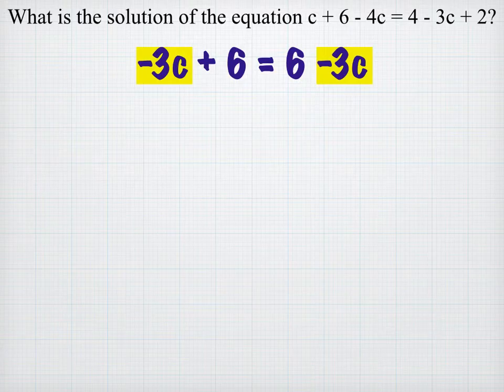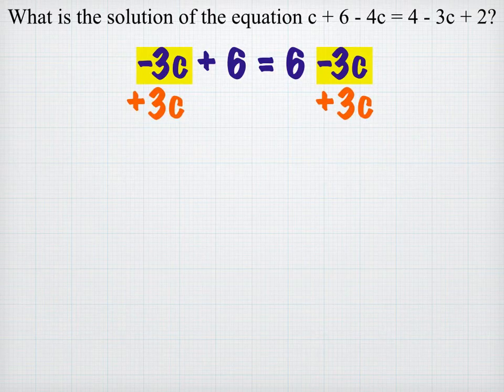Now my like terms are on different sides of the equation. If you notice again, both of my like terms are negative 3c. To move either one of those to the other side, we would need to add 3c to both sides. Just like in my last example, my variables are going to cancel out on both sides of the equation. Negative 3c plus 3c on the left-hand side is going to cancel out, and negative 3c plus 3c is going to cancel out on the right-hand side as well. But in this case, I'm left with a positive 6 equals a positive 6.